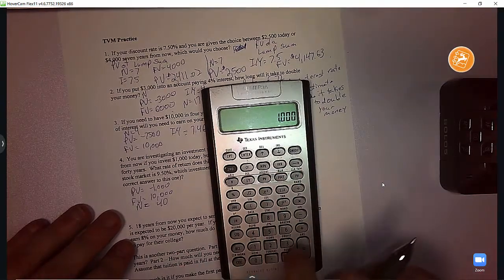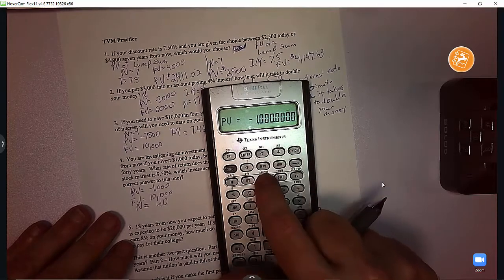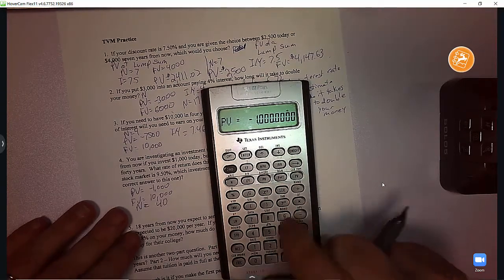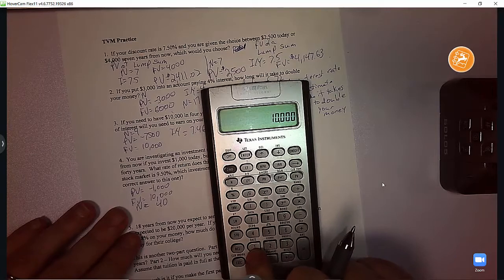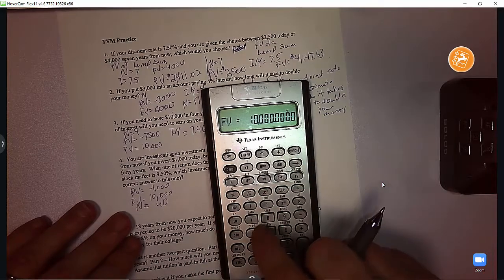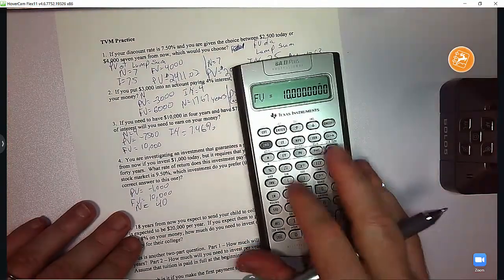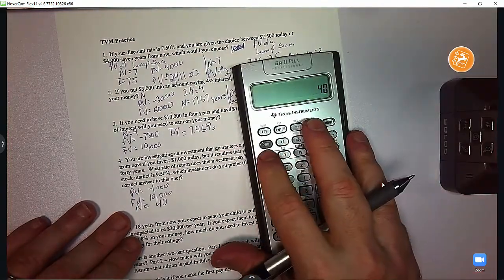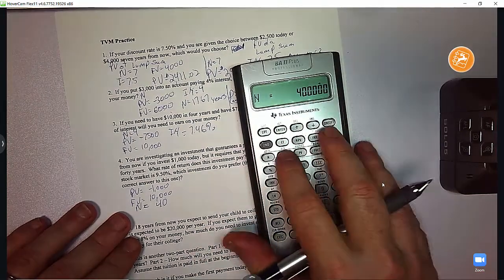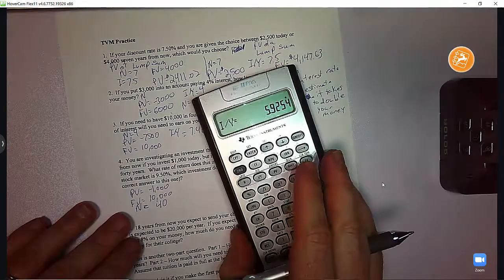1,000, negative, is my present value. My future value is 10,000. My payment is 0, so I'm not going to put anything there. My time period is 40, so 40 for N. I'm going to compute my interest rate at 5.93%.